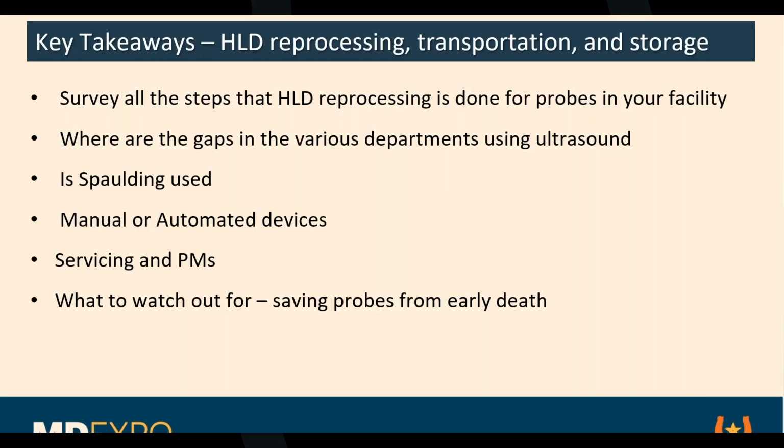Just showing that. So the key takeaways, and then any questions that come up. Survey all the steps that HLD reprocessing is done for probes in your facilities. Show where the gaps are in the various departments using ultrasound, because you could have a device in central processing and one in radiology, one in cardiology. There could be multiple. Is everybody using it the same way internally? Is Spalding used? And then manual or automated devices, servicings and PMs. I have information on all those, and then what to watch out for in saving probes from early death.